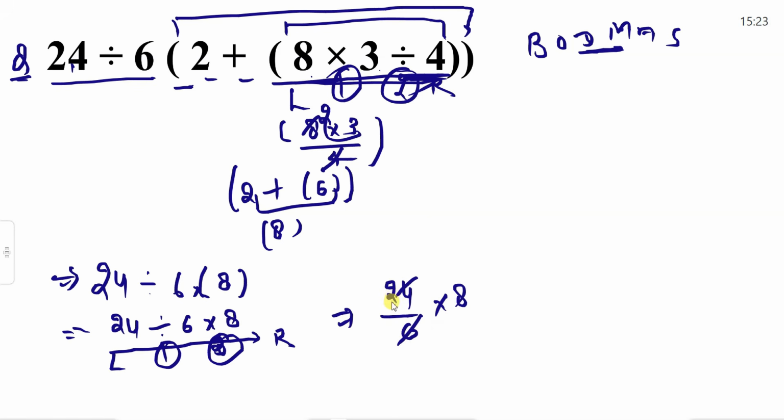6 goes into 24 4 times. 4 times 1, now 4 times 8 equals 32. This is the right answer.